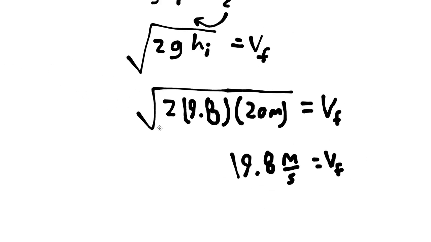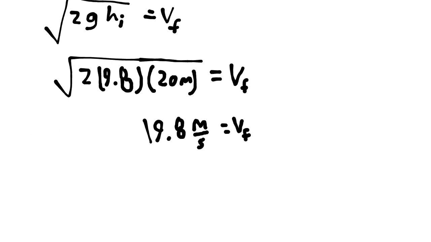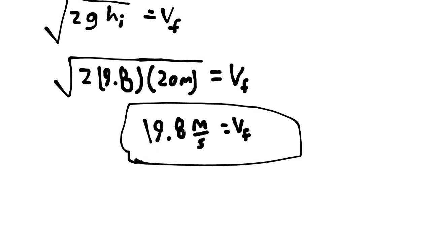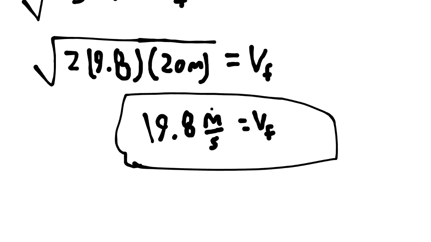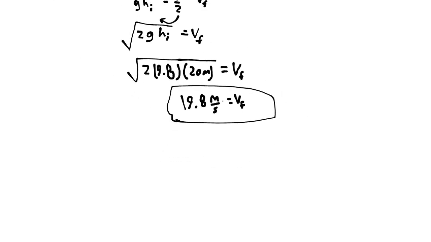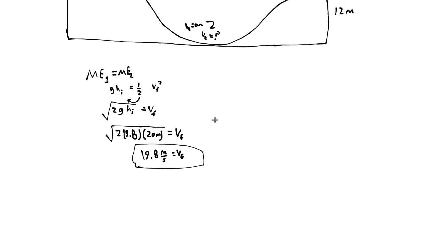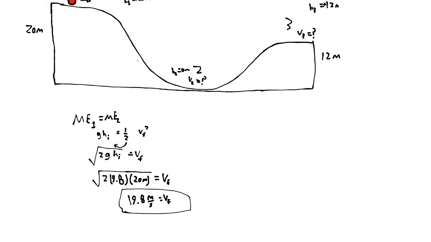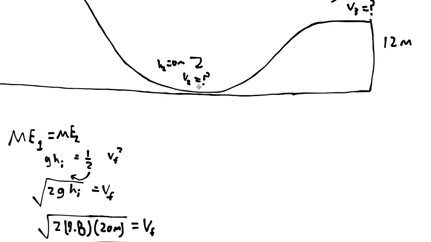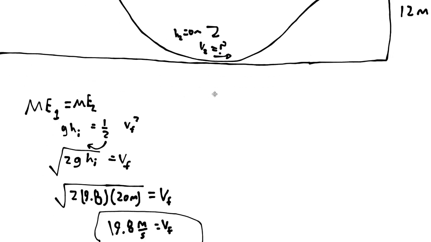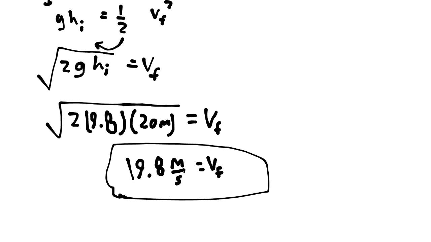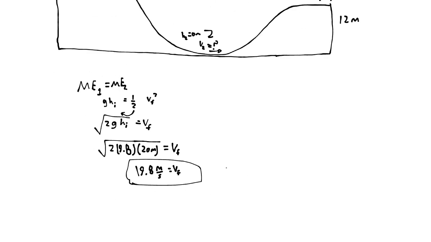And then the other final thing, so this is going to be our final answer. Now you might be a little bit confused on why I'm not adding in a direction. That is because when you're dealing with energy, you don't have to have a direction because it's all scalar. Energy is scalar. So this 19.8 meters a second, we know that it's in that direction right there, right? But you're not actually going to write the direction down. So that's going to be our final answer. That's the velocity, or that's the speed.